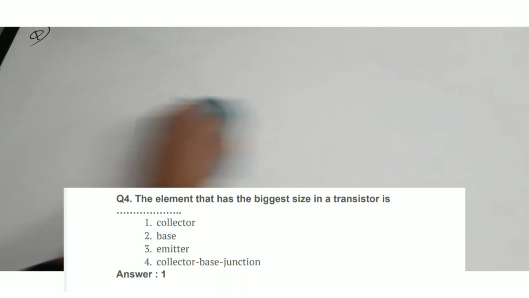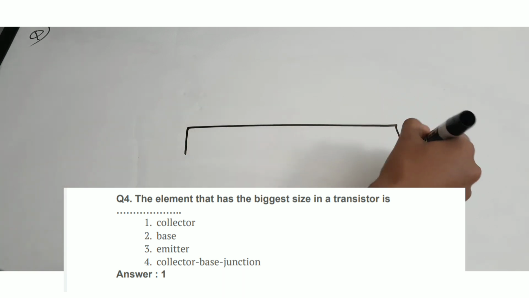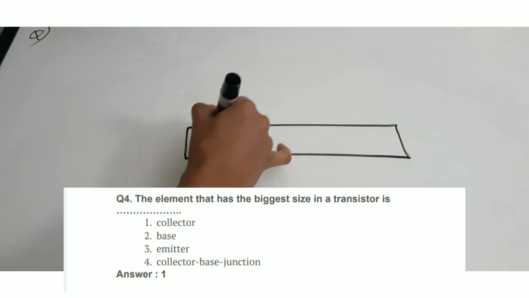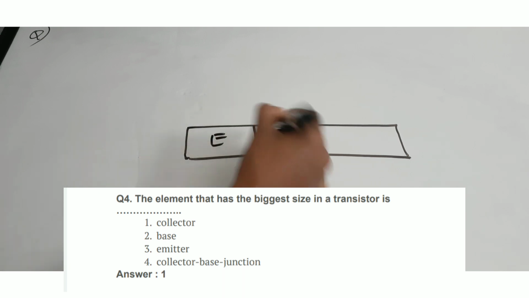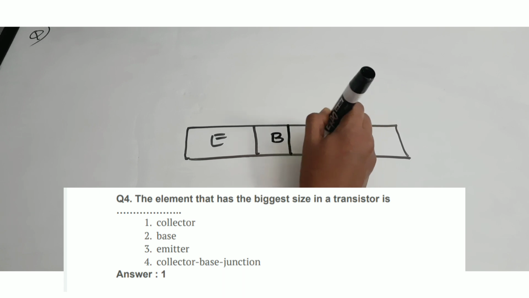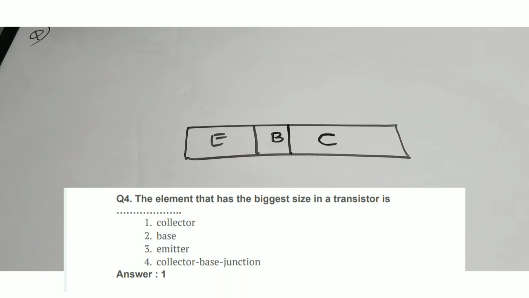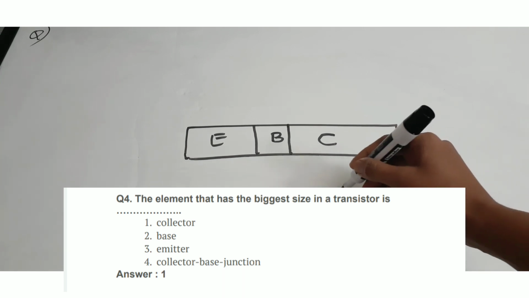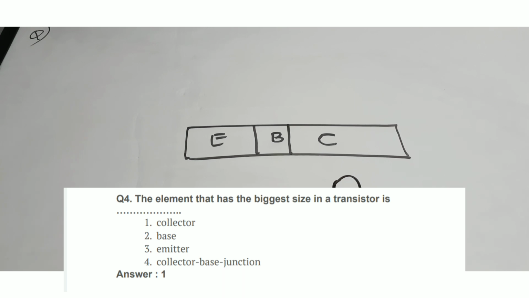If you properly draw a transistor structure or a symbol, it will be like this. There is one terminal which is called emitter and its size is moderate. And then there is a small base. Base is the smallest. And the collector terminal is the biggest in size, the largest sized. So there is emitter, base and collector. Clearly from the picture itself, we can understand that the collector is of the biggest size. So the correct answer is option 1, which is collector.